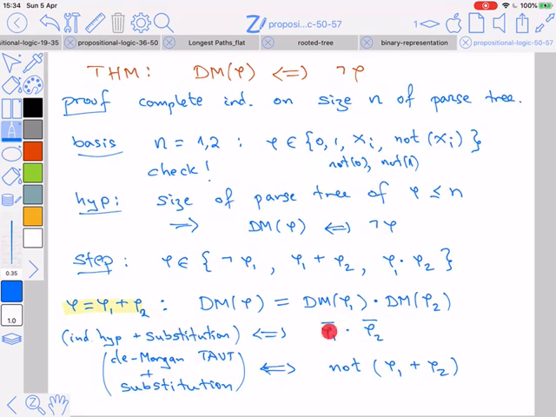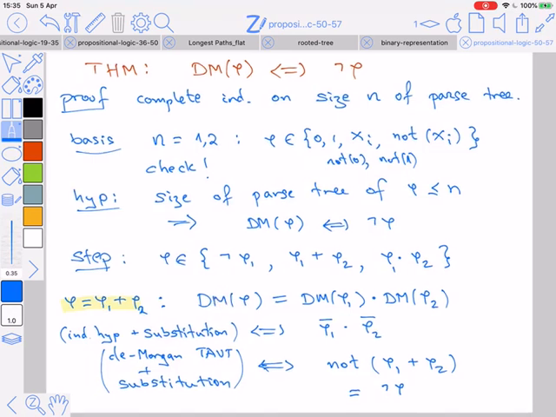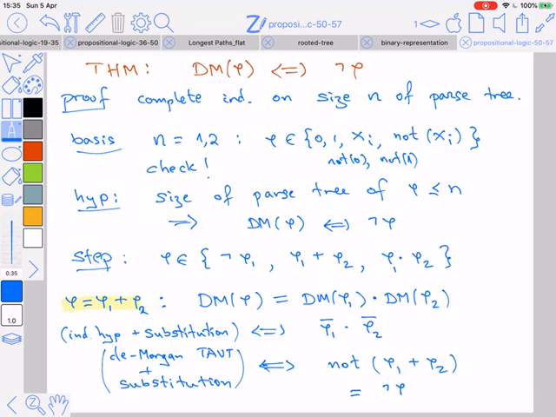We substitute. Instead of x, we write phi 1. Instead of y, we write phi 2, and we get the last transition. And indeed, this last expression that we got is exactly the negation of phi. So we got that the De Morgan dual of phi is logically equivalent to the negation of phi, which is what we wanted to prove. Good. So we're left with two more cases. Phi is the AND of two subformulas, or phi is the negation of a subformula.